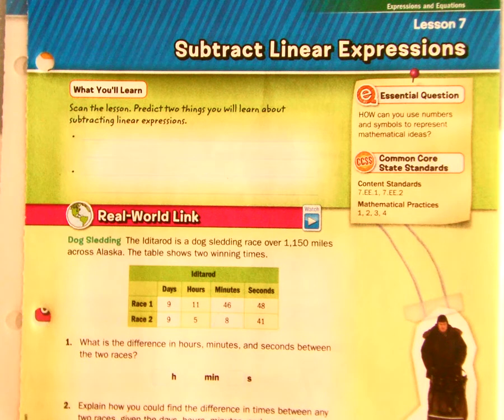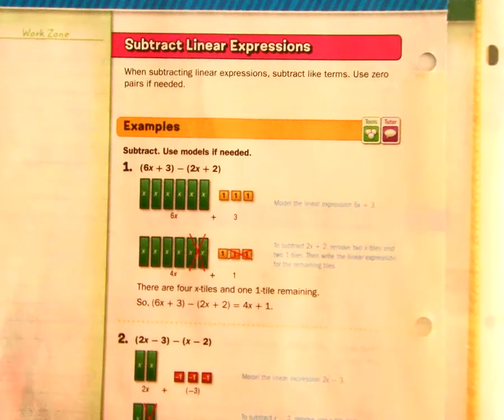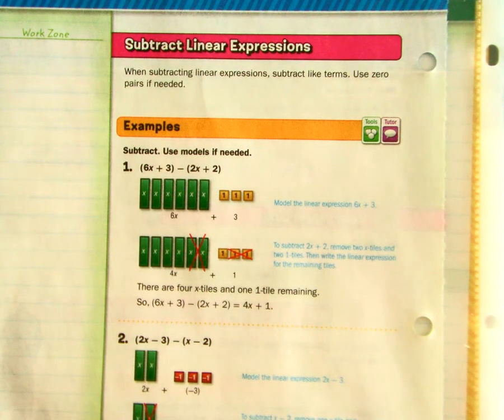Lesson 5.7, Subtract Linear Expressions. When subtracting linear expressions, subtract like terms, use zero pairs if needed. So just like before, whenever we subtracted positives and negatives, we always added the opposite.